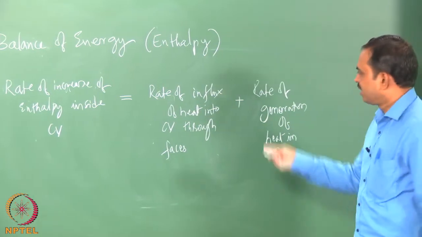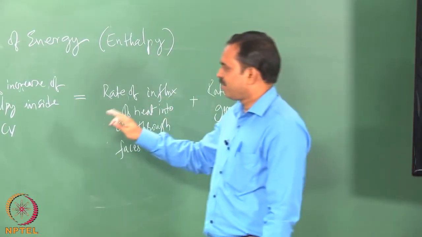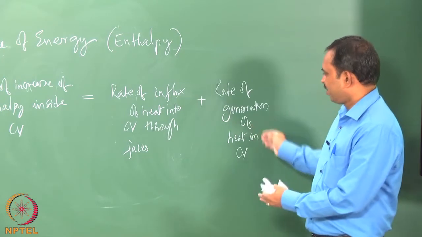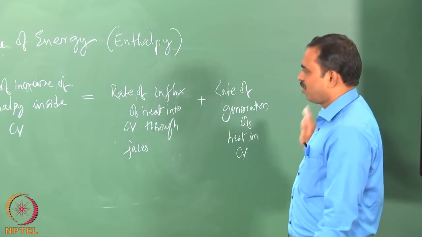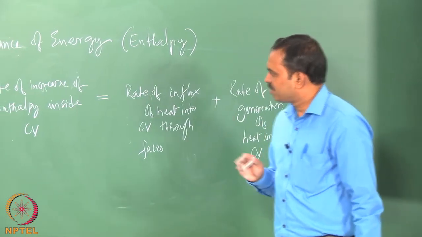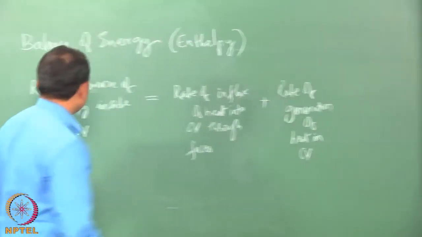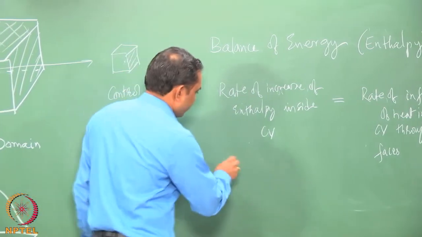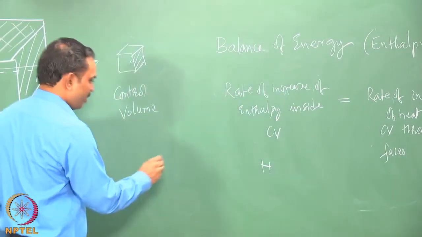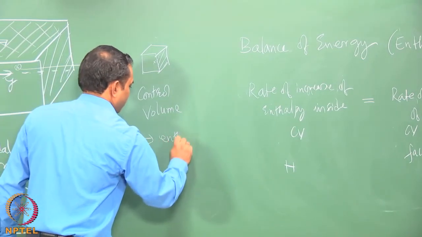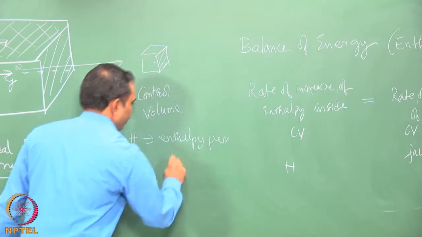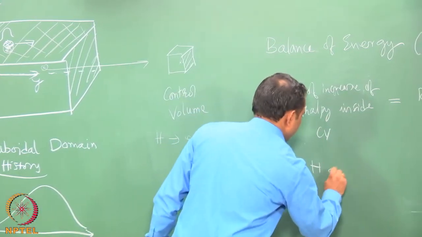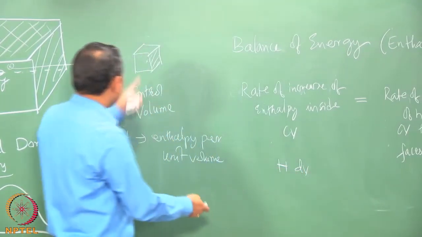So, it is a very straightforward kind of balance. The rate of increase of enthalpy in the control volume is equal to the rate of influx coming in through the walls of the control volume and the rate of heat that is generated. In English language this is how the balance looks, and in mathematical terms we can write it. The enthalpy of the control volume can be written as enthalpy per unit volume. This H we call enthalpy per unit volume, into the volume of the control volume.